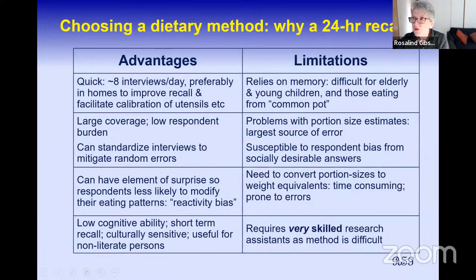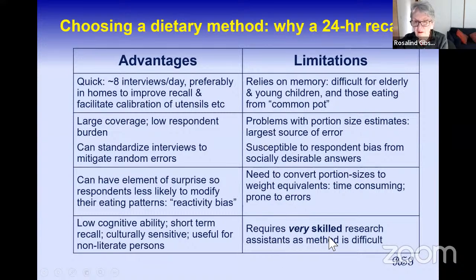So now we come to choosing a dietary method, and intake.org recommends that we use a 24-hour recall. This is the method that's also used by the USN Haynes and which has been used by many, but not all, national dietary surveys. I'm sure you have learned about the advantages and limitations of using a 24-hour recall, so I'm not going to go through each of these in turn, but nevertheless, it's important to recognize that there are some limitations with a 24-hour recall.